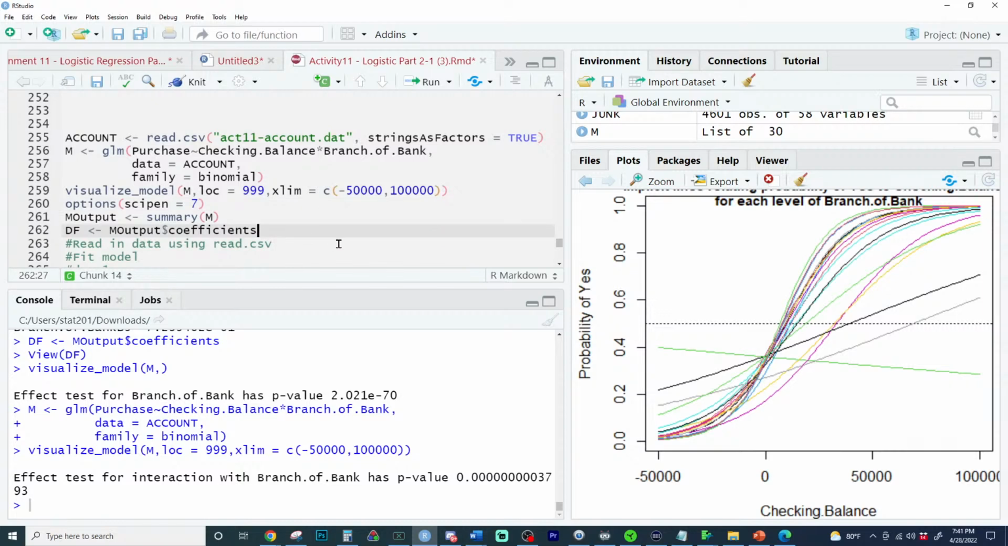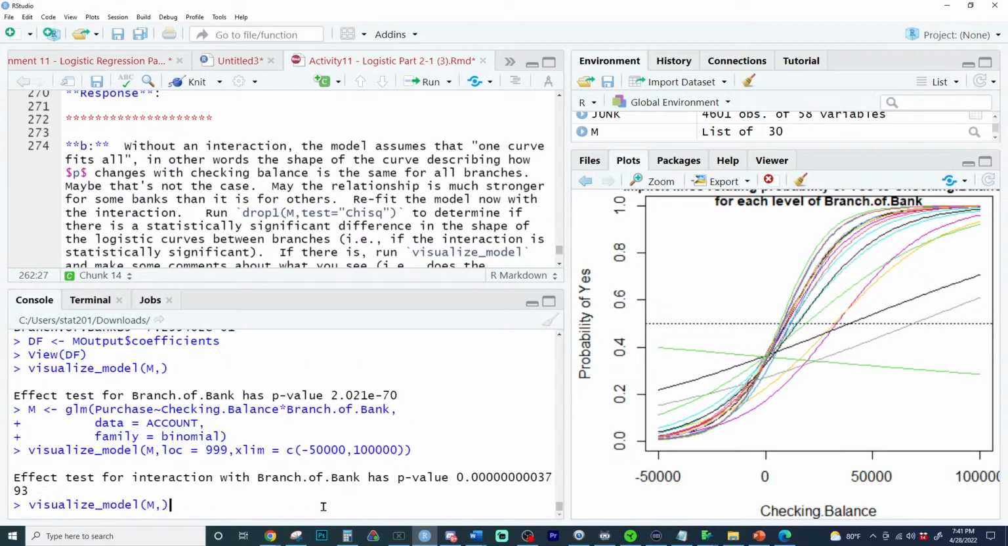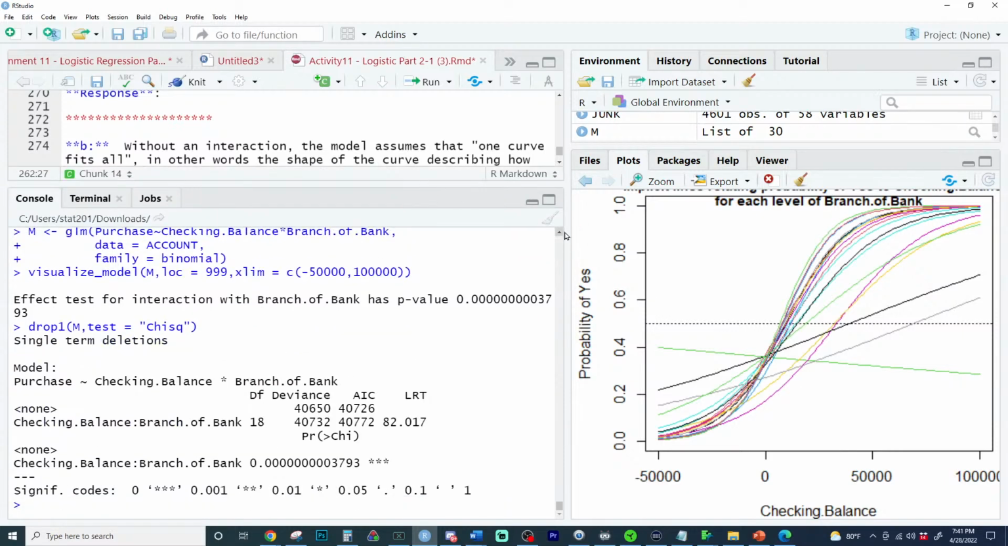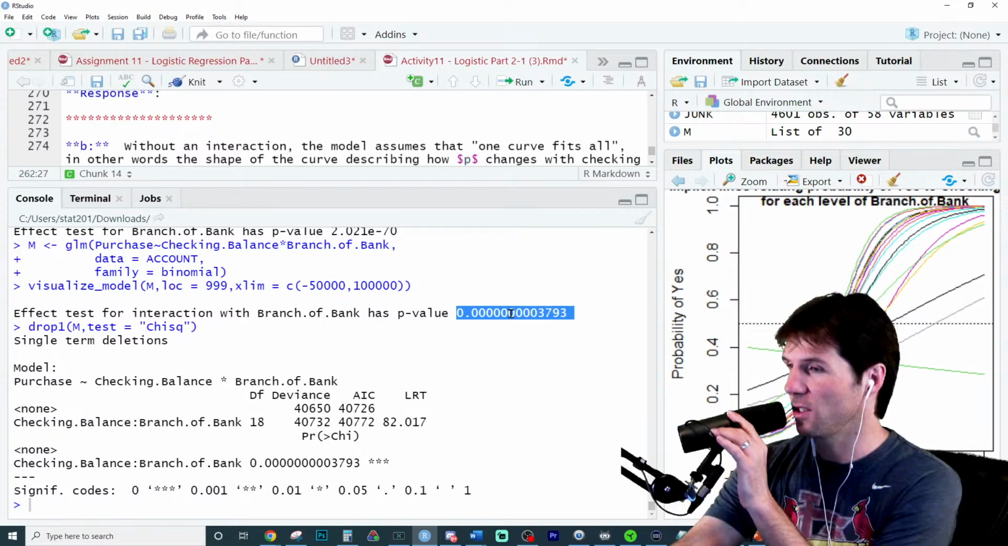And we could also just do the drop one also. Where's my drop one code? Drop one, I'll write it again. Drop one for our model, test equals. And look, the p-value. What do you notice the p-value is as with the visualized model? And that confirms it. Good place to end on it too.